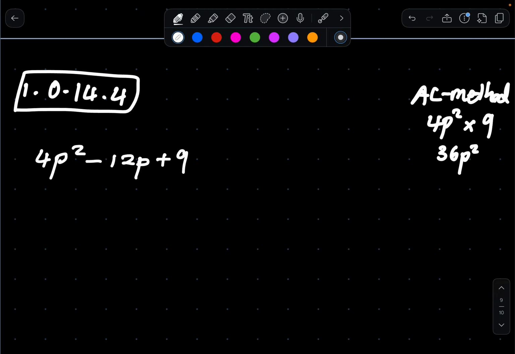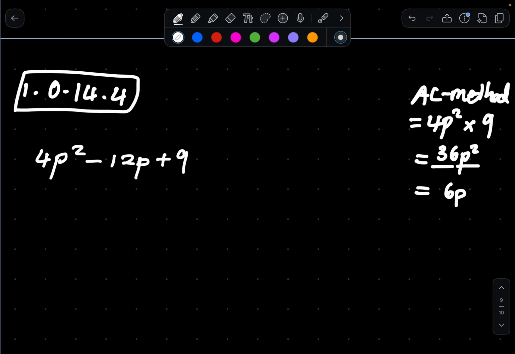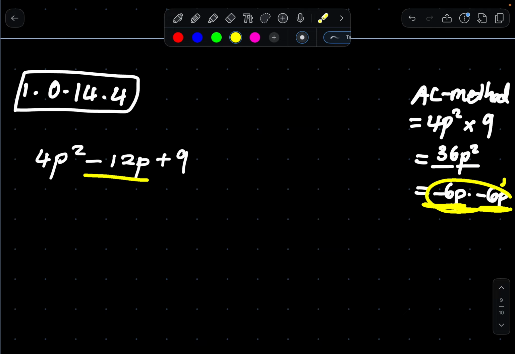Now you're going to look for 2 numbers that when you multiply will give you this, and when you add, they must give you the middle term. So you're looking for 2 numbers, or the factors of this number, that will give you minus 12p. And I'm sure we can see that that will be 6p and 6p, both of them being negative. Those are the factors. If you add minus 6p and minus 6p, you get minus 12p. When you multiply them, you still get that.